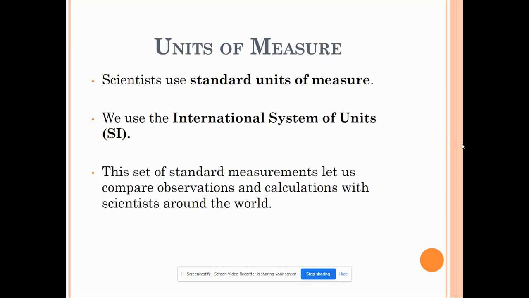So, units of measurement. Scientists use the standard units of measurement, the International System of Units, which is the SI system. This set of standard measurements lets us compare observations and calculations with scientists across the world. We're going to talk about a situation towards the end of this lecture where these common types of measurements were not used and mistakes were made in the conversion factors, and it resulted in a lot of money lost in a tragic event.